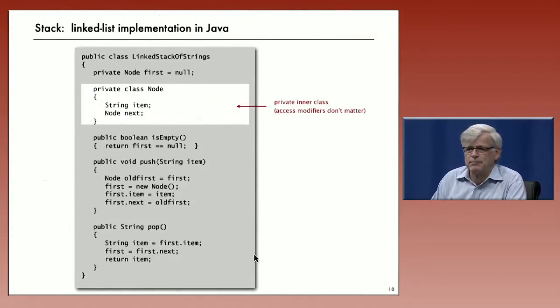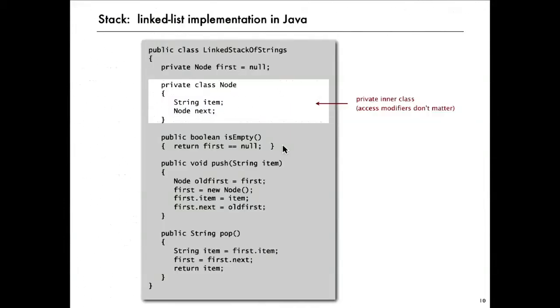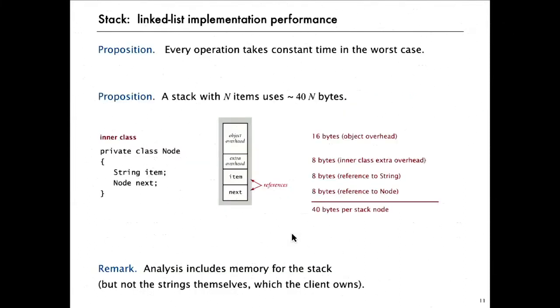Then isEmpty is just testing whether the first node on the list is null. And then push is the four lines of code that I gave on the previous slide, and pop is the three lines of code that I gave on the slide before that. That's a complete implementation for linked lists that'll work as a fine push-down stack implementation for any client.